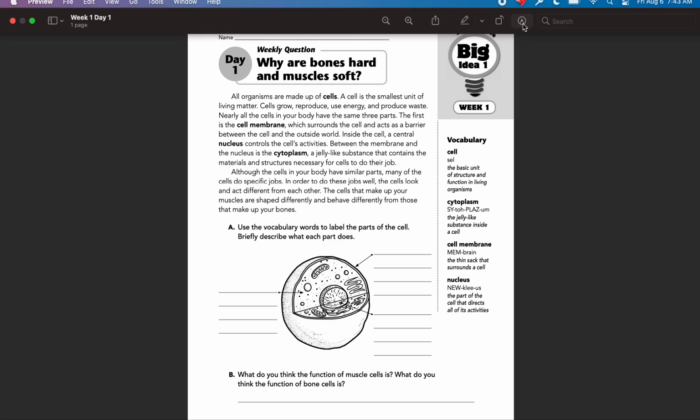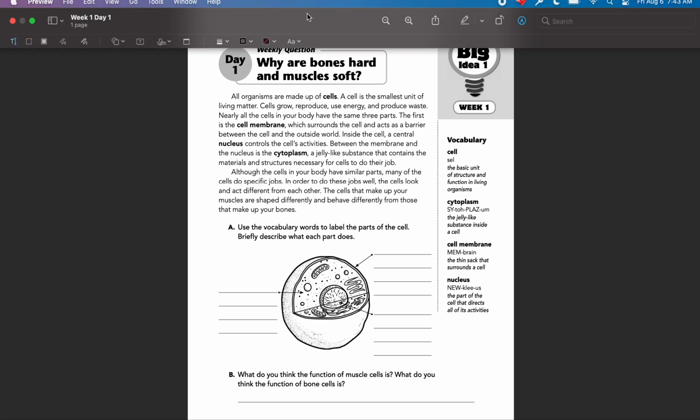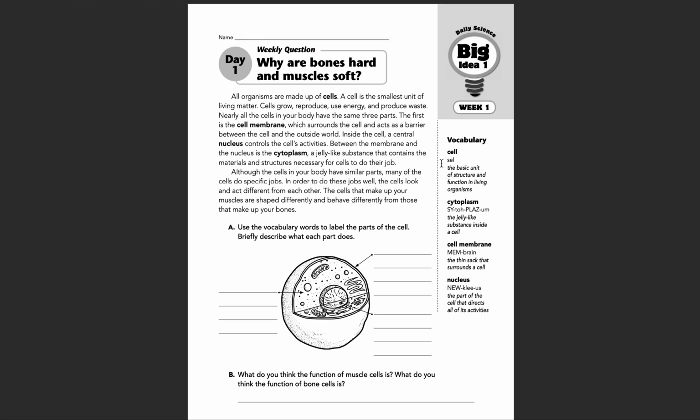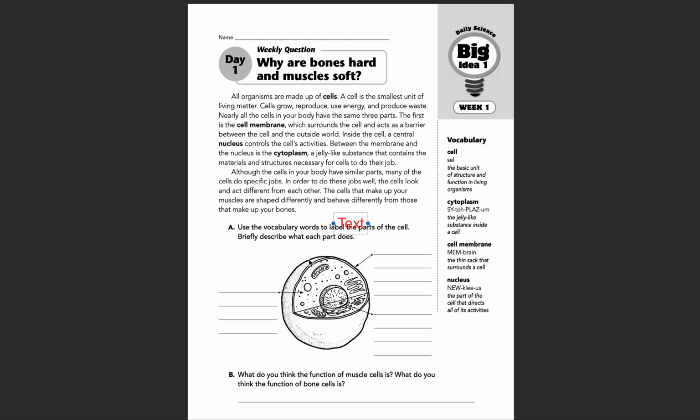So part A wants us to use the vocab words to label the parts of the cell, briefly describe what each part does. So we have our vocab words over here: nucleus, membrane, cytoplasm, cell. We're going to be using these vocab words to help identify these main parts of a cell. So if we look right here, it's kind of pointing to like a bolder, black, darker line. That would be the cell membrane.